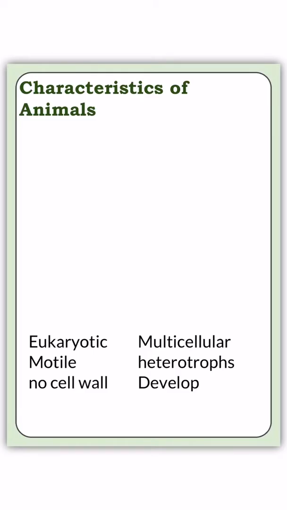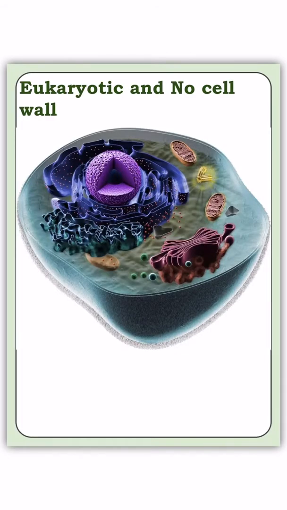When we look at some of the main characteristics of animals, we've got these characteristics. They are eukaryotic, or eukaryotes. They're motile. They do not have a cell wall. They are multicellular. They are heterotrophs, and they go through developmental stages. All right, let's take a look at these in a little more detail.